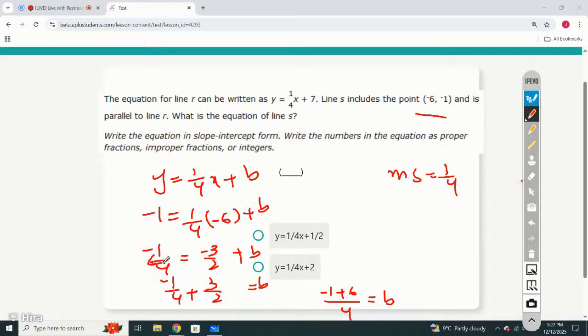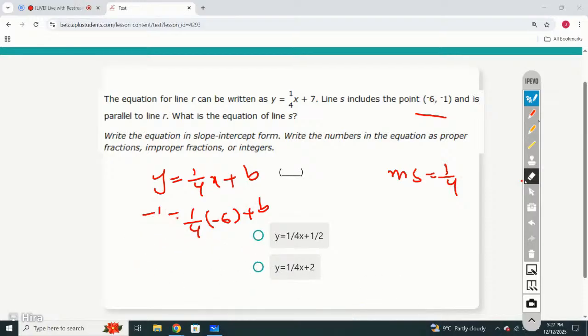I made a mistake over here. That is just negative 1 equals negative 6 by 4 plus b. So b is equal to negative 4 plus 6 over 4, that is 2 by 4. So b equals 1 by 2.